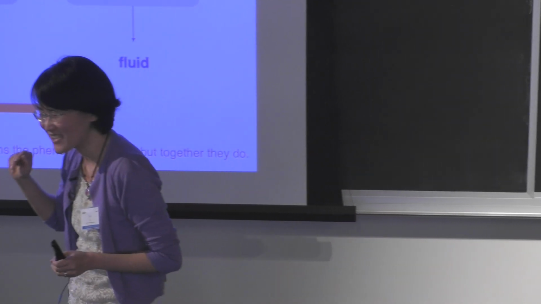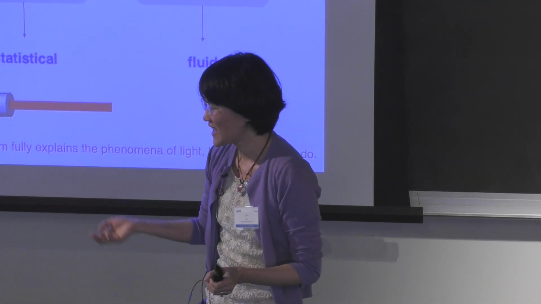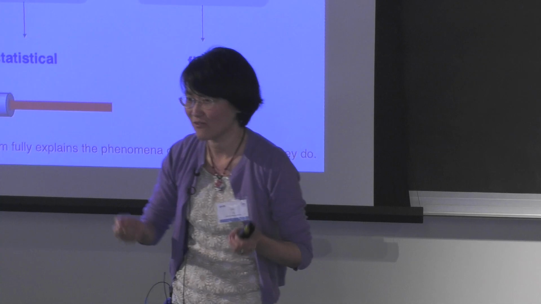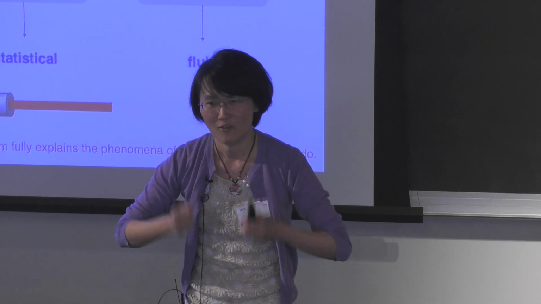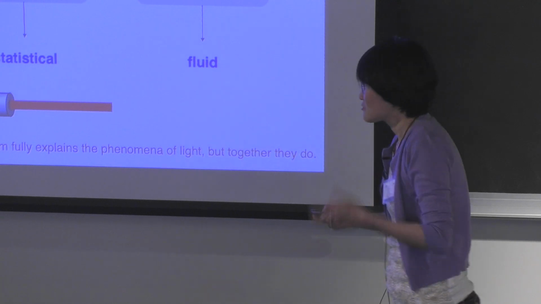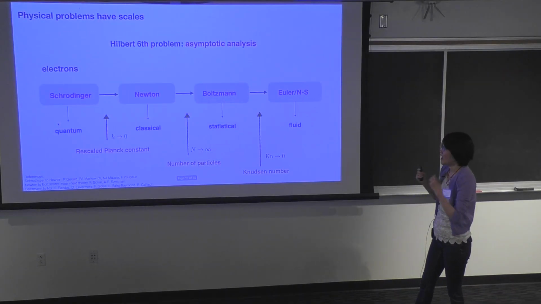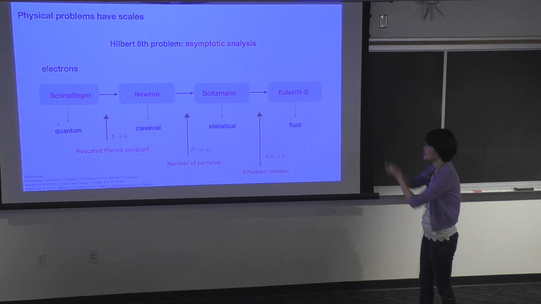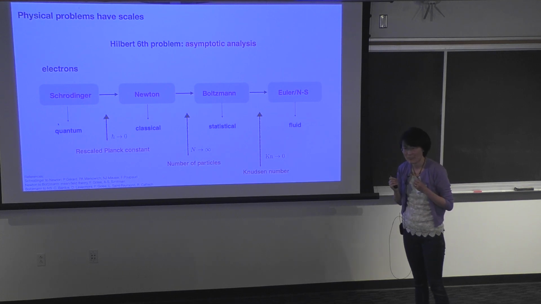Hilbert in 1900 asked the following question. If the underlying physics is the same, how come you have different mathematical descriptions for the same physics? And during the past century, we studied really hard, and eventually we came to the conclusion that maybe the secret lies in the so-called asymptotic analysis.